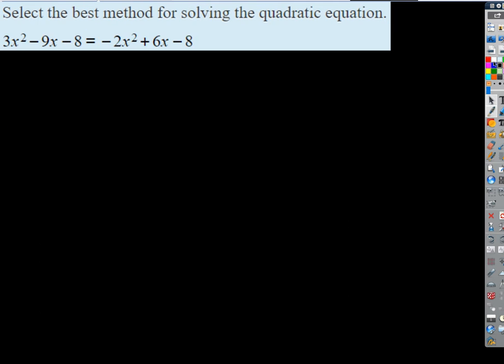First step? Set it equal to 0. Good. So same as before. We've got to add 2x squared, subtract 6x, and add 8. So we end up getting 0 on the right. Notice the 8s cancel here. And so we get 5x squared minus 15x equals 0.